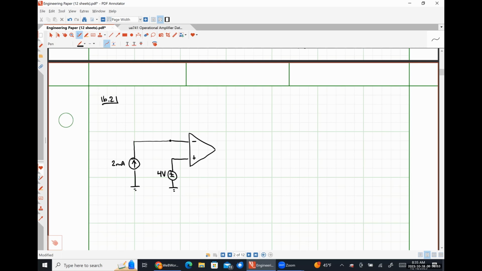Let's make this 4 volts. Let's make this 5 kilo ohms. And here is our output voltage. All right, so what's step 1?